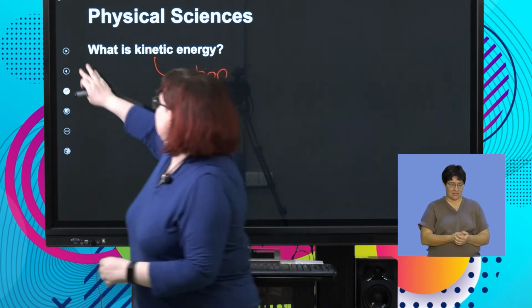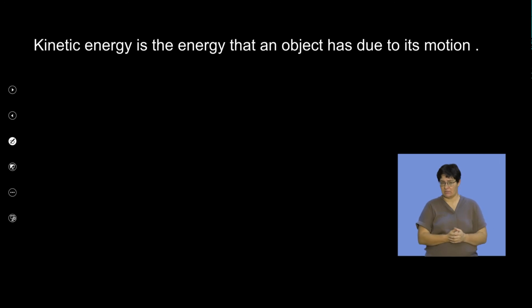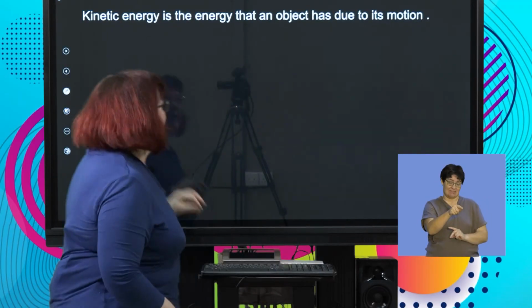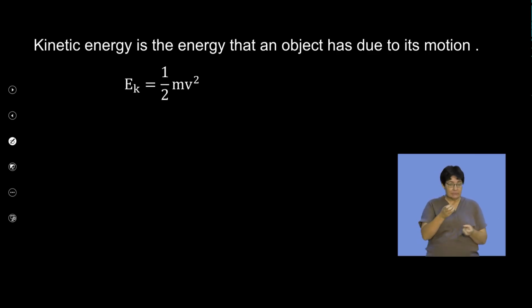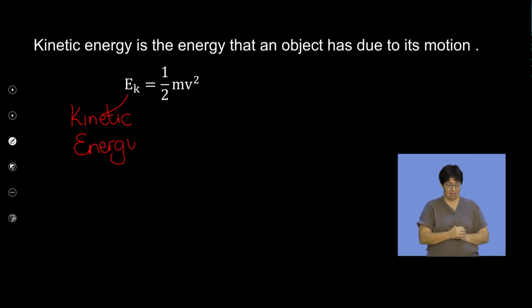How do we work it out? Well, we know, definition first, sorry. Kinetic energy is the energy that an object has due to its motion. Definition, learn it. That gives us the equation EK equals a half mv squared. So let's just remind ourselves what all of these mean. EK stands for kinetic energy. We know that kinetic energy is measured in joules.